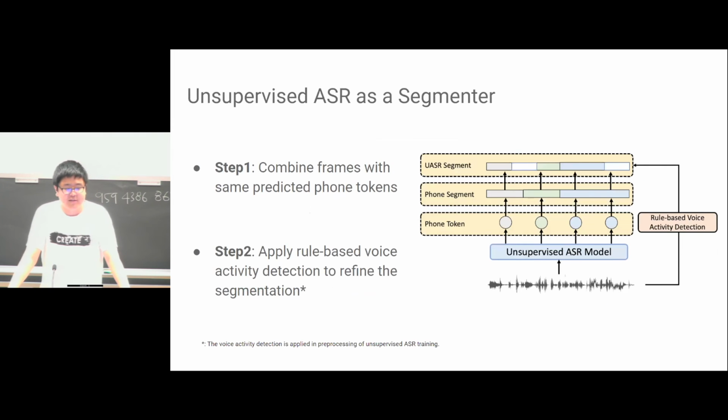Later we investigated using unsupervised ASR as a segmenter. In this approach, we first get the unsupervised ASR model and then get the phoneme tokens from it. Because it's a frame-level prediction, we can easily combine the frames with the same predicted phoneme token. We then apply rule-based voice activity detection to refine the segmentation, because it is applied as a pre-processing step in unsupervised ASR training.